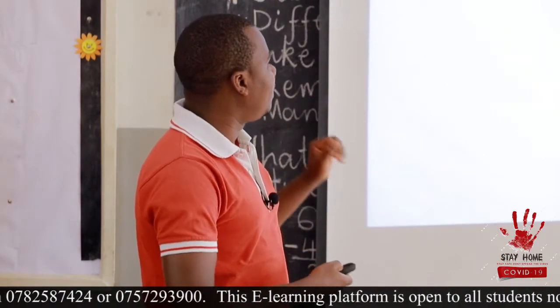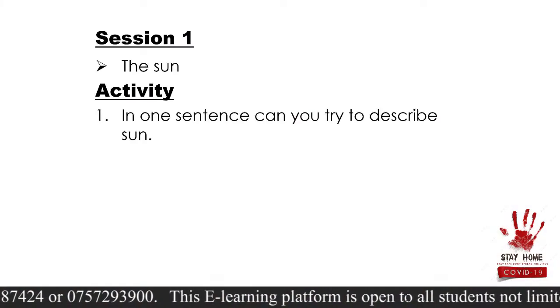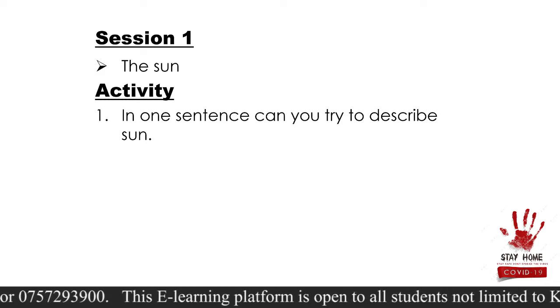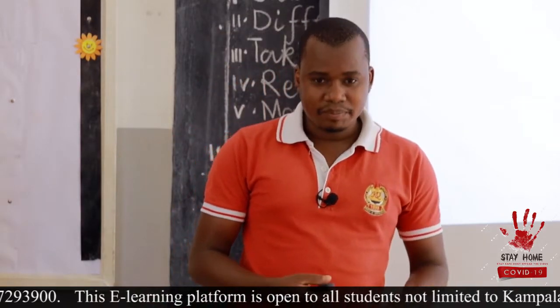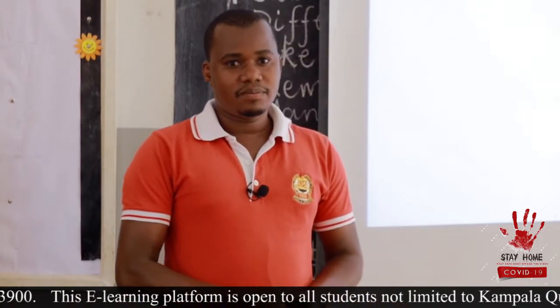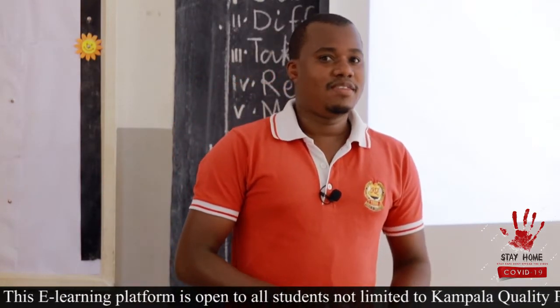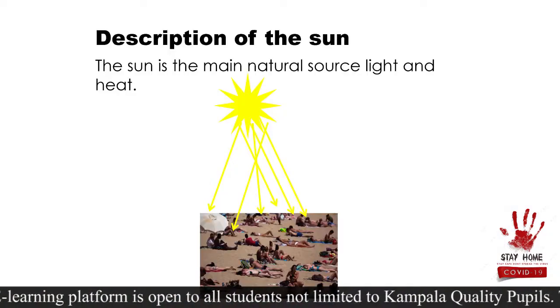So my good children, session 1, the sun. In one sentence, can you try to describe the sun? I've given you 1 minute. Just in one sentence, describe the sun. Okay, I think you are done. Let us see now, compare your description with mine.